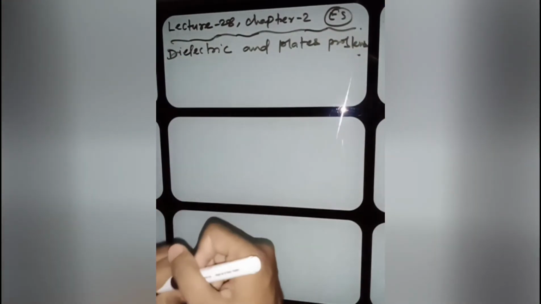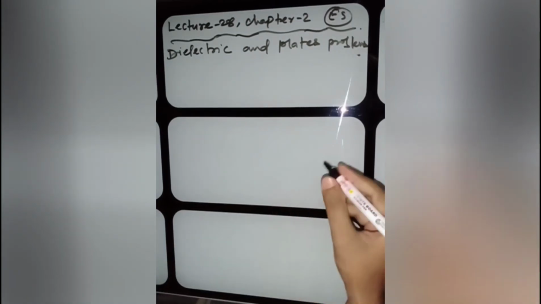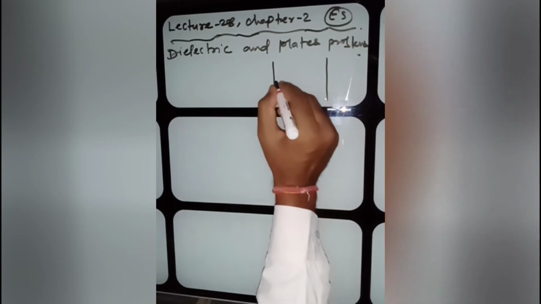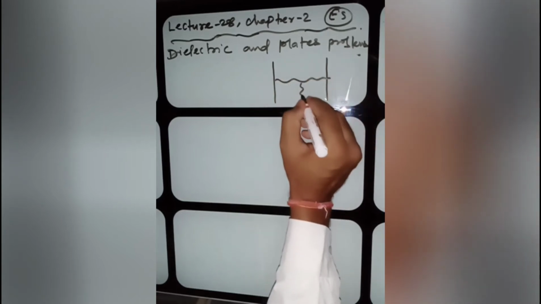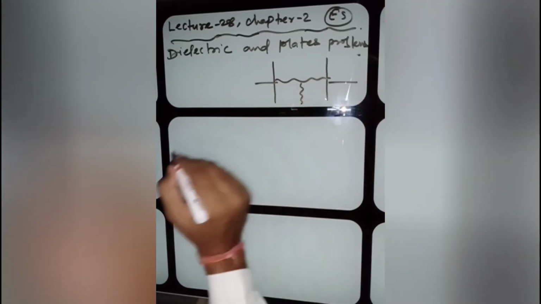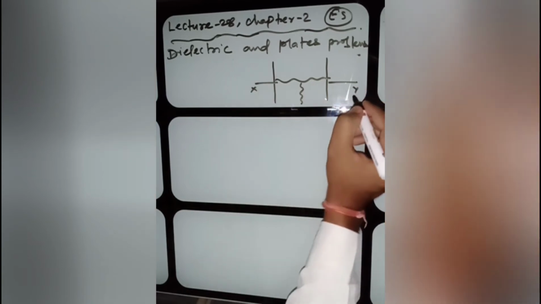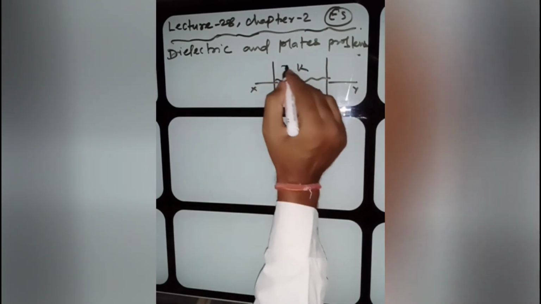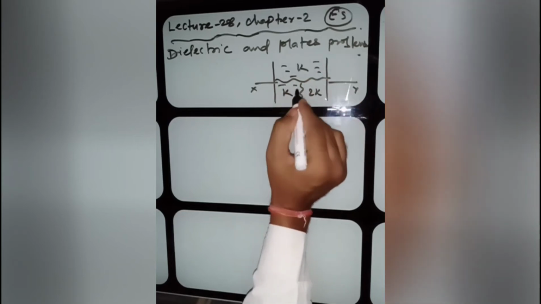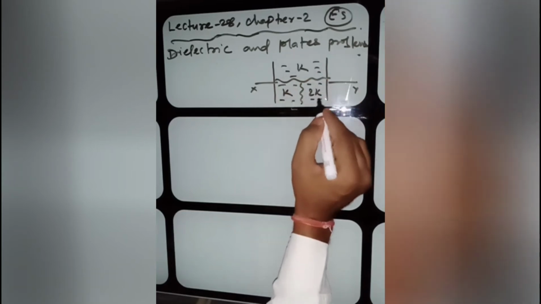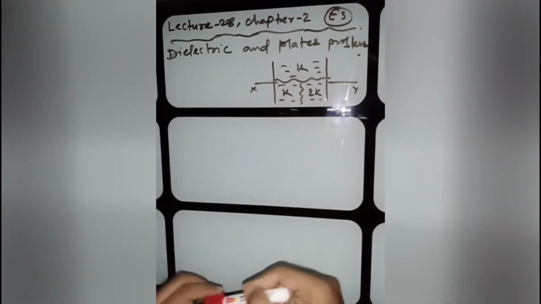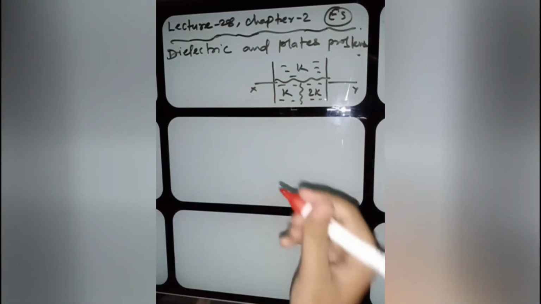And this one is in this way. The terminal X, Y. K here, K here, 2K. Okay. Dielectrics are filled. You have to find the capacitance. First, if you can solve this question, try to solve.